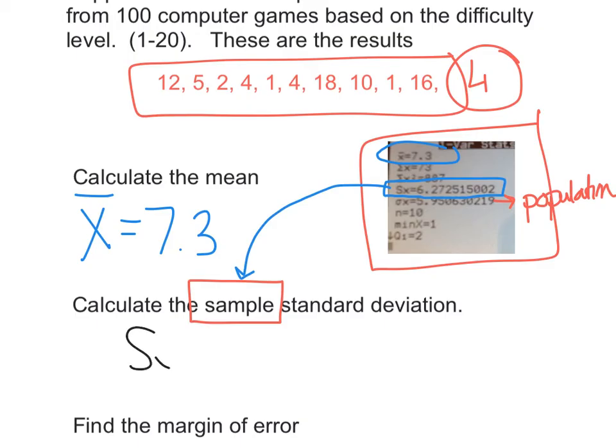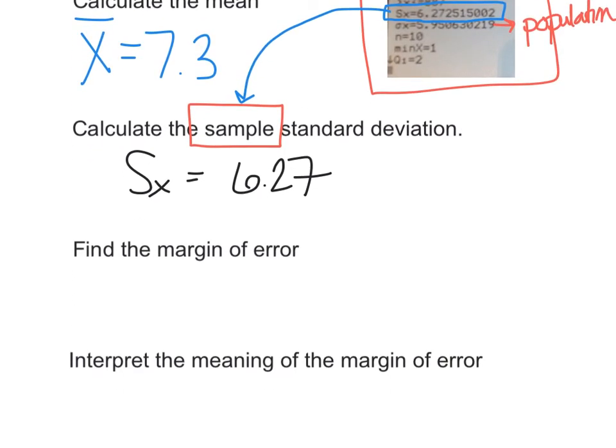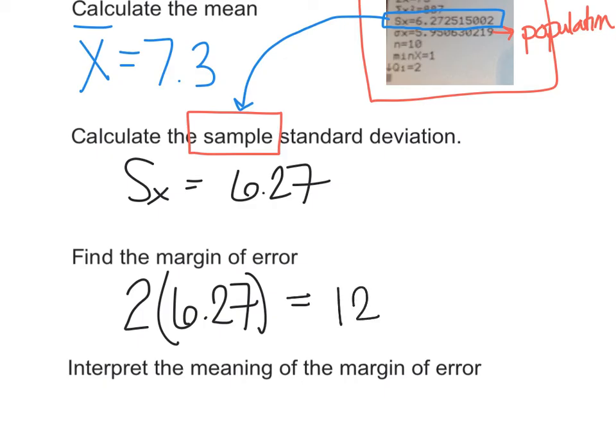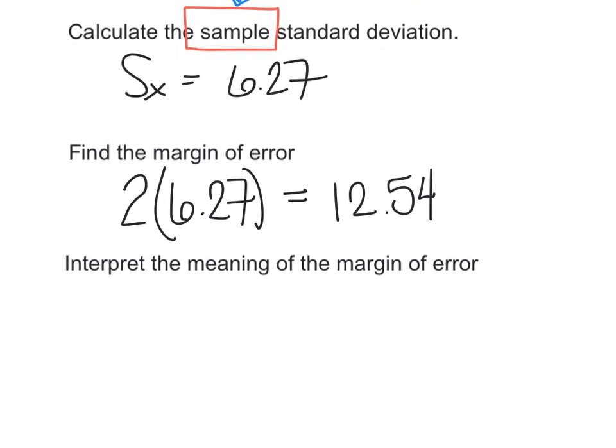So I'm going to say that standard deviation is 6.27. Okay, now, which one are you going to use? You're always going to use population unless you see the word sample. So now in this case, I'm grabbing the sample one instead. Find the margin of error. Well, remember how simple that is? That's 2 times the standard deviation. So I've got a margin of error of 12.54. And now interpret the meaning of the margin of error.